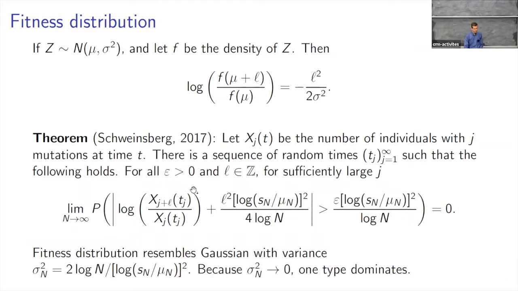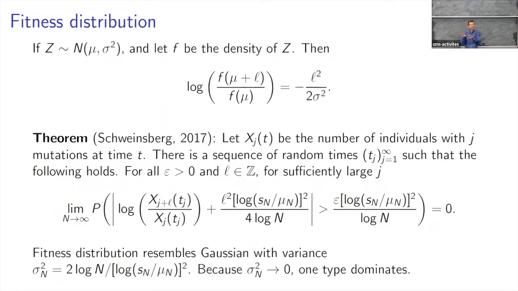On the left-hand side, we're considering the number of individuals of type j evaluated at time t_j, and we are comparing that to the number of individuals with j plus L mutations. And the theorem says that the logarithm of this ratio is very close to minus L squared times this expression here. And that's giving an indication of the Gaussian shape for the fitness distribution.